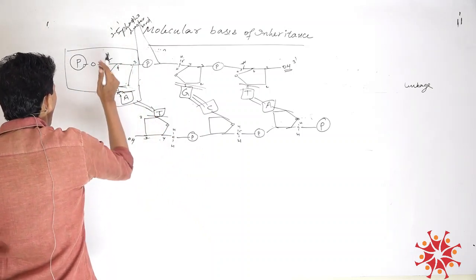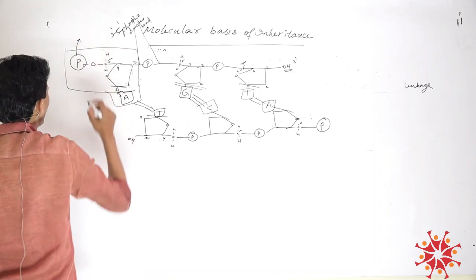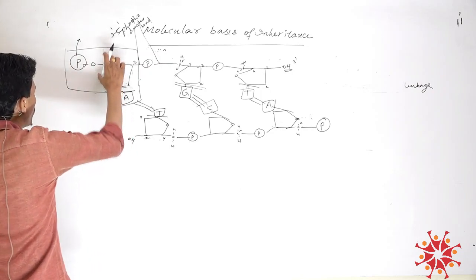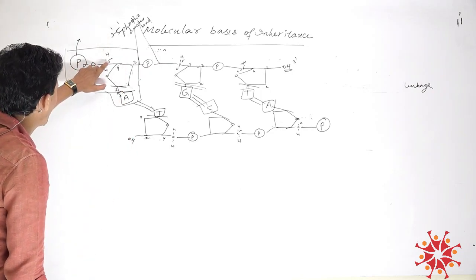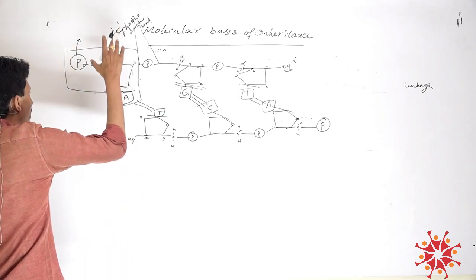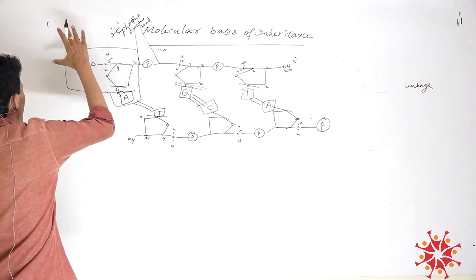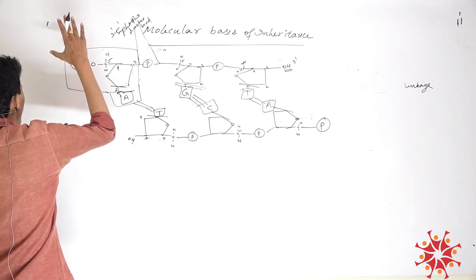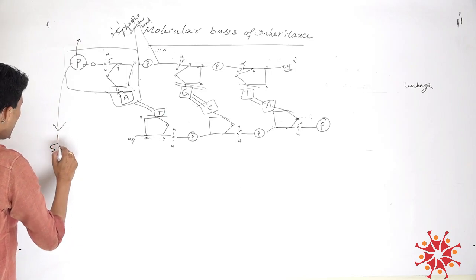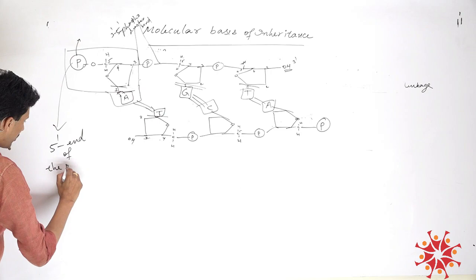So in one strand, in one particular polynucleotide chain, you will find that one end of the polynucleotide chain has a phosphate group at the 5' position. This is the fifth position of the pentose sugar. This is the fifth carbon position. At the fifth carbon position of this particular pentose sugar, you will find the phosphate group. And this particular end is called the 5' end of the polynucleotide chain.